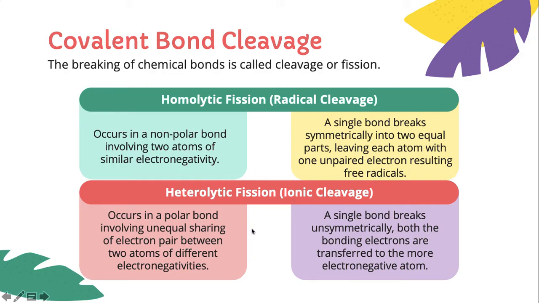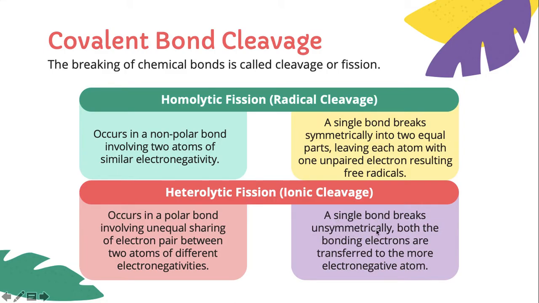The second type of cleavage is heterolytic fission or ionic cleavage. It occurs in a polar bond involving unequal sharing of an electron pair between two atoms of different electronegativity. In contrast to homolytic, with similar electronegativities, heterolytic has different electronegativities, and the bond must be polar, still between two atoms. A single bond breaks unsymmetrically.